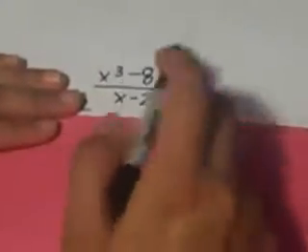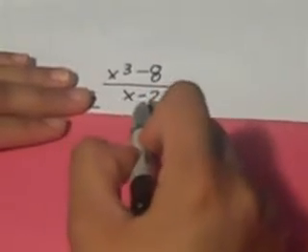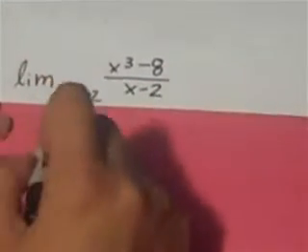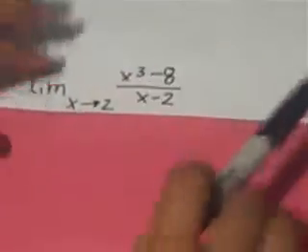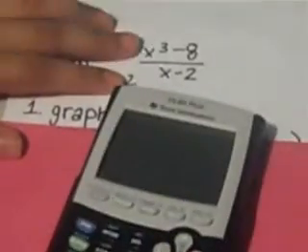Now let's do another function. Let's do x to the power of 3 minus 8 over x minus 2, and let's find the limit as x approaches 2. So the first thing we're going to do, we're going to graph the equation.